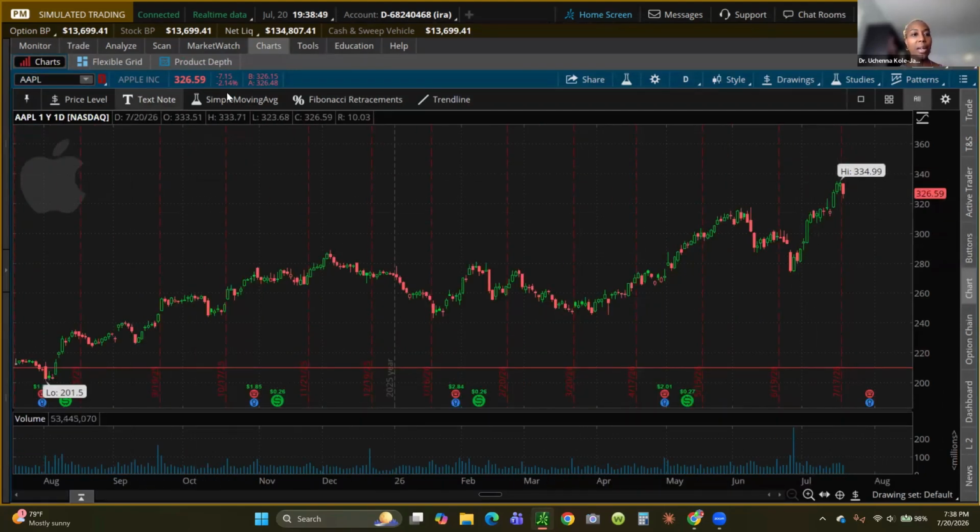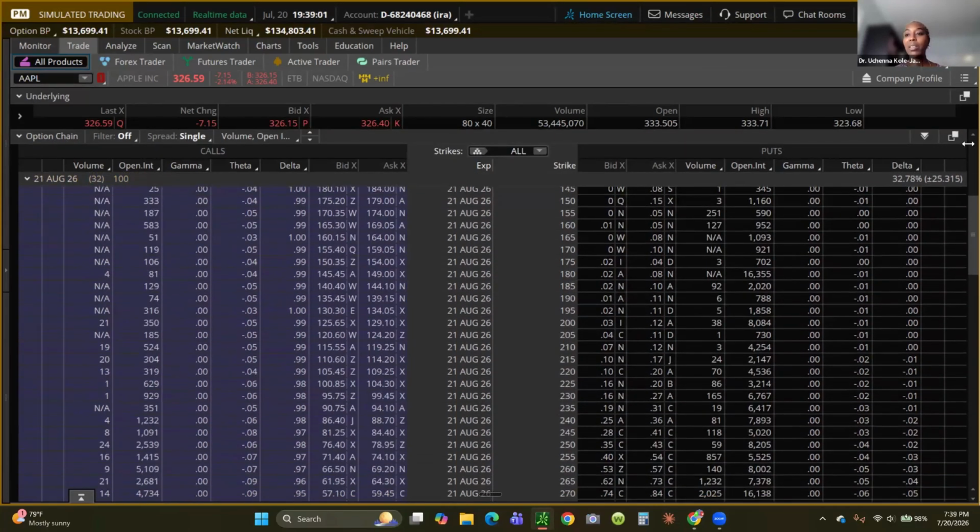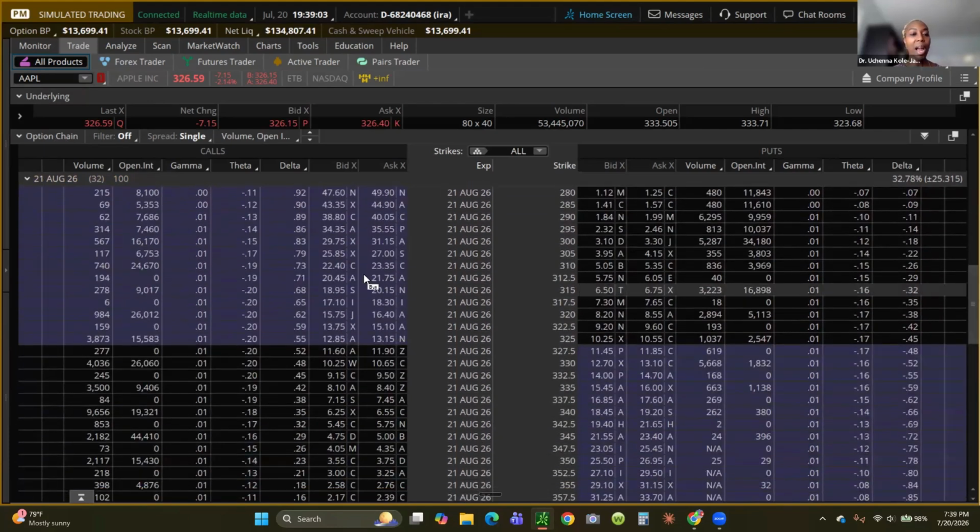It's kind of an ugly day for Apple. Lost 2%. But let's look at the options trader. We don't care, because options traders make money when the market goes up and when the market goes down. So let's look at the third Friday of the month. Those are our most liquid options. Now look at these bid-ask spreads.